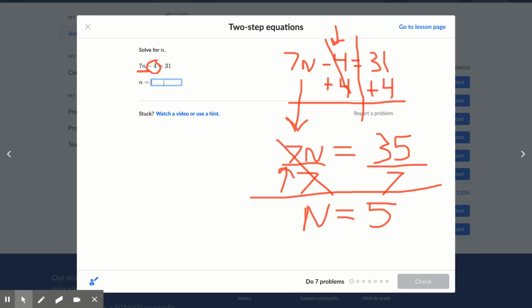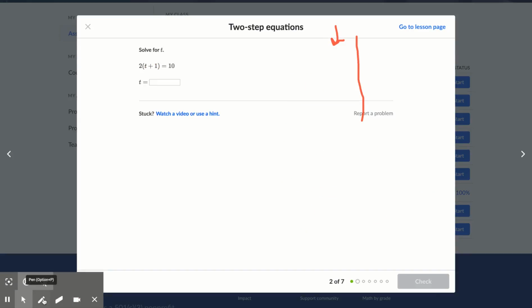All right, put 5 in here, and there's our two-step equation. So let's do another one. In this one here, I'm glad we got to go over this one. Do not get confused with it. You just have to do one property first. There's something called the distributive property.